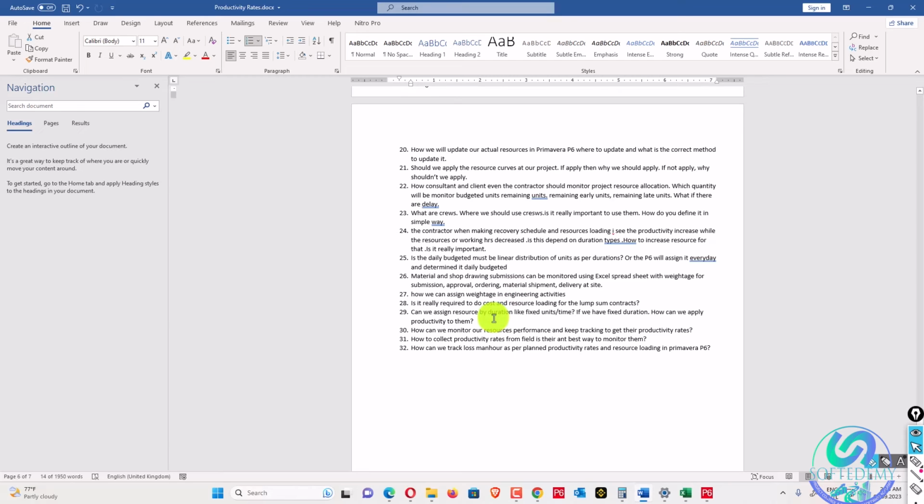To assign weight in engineering activities, it is a better idea to compare with cost. Because labor, I have also given you the engineering activities rate, so you can also consider that one.